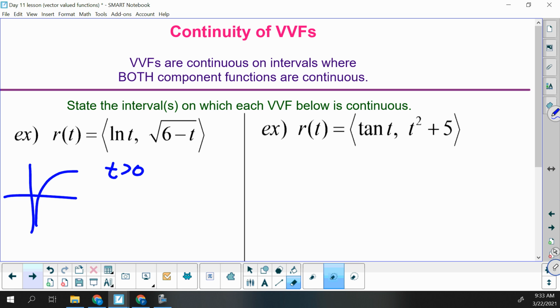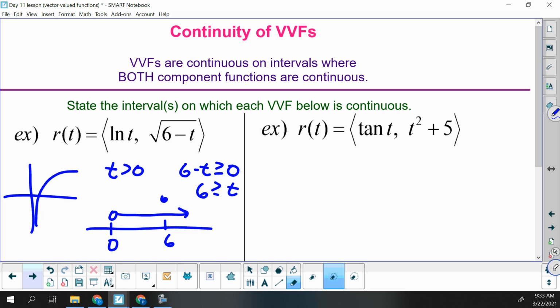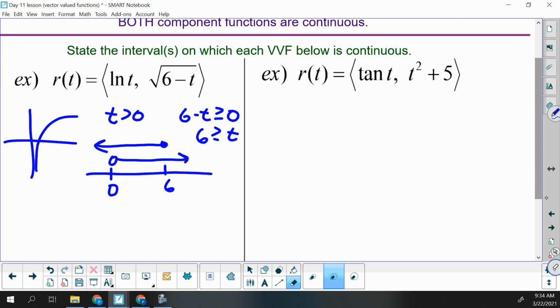6 minus t, it's continuous on its domain. So we need 6 minus t to be greater than or equal to 0. If we add the t over, that's when t is less than or equal to 6. So we need to be greater than 0, but less than or equal to 6. So therefore, we are continuous for 0 less than t, less than or equal to 6.